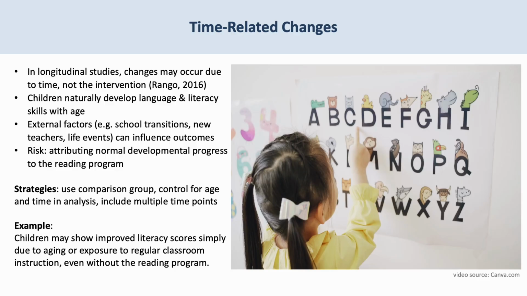We also plan to control for age and use multiple time points in our analysis. This allows us to separate normal development trends from the effects of the reading program itself. So accounting for time-related changes is important to avoid overstating the impact of the intervention and to ensure that our findings reflect real program effects, not just the passage of time.